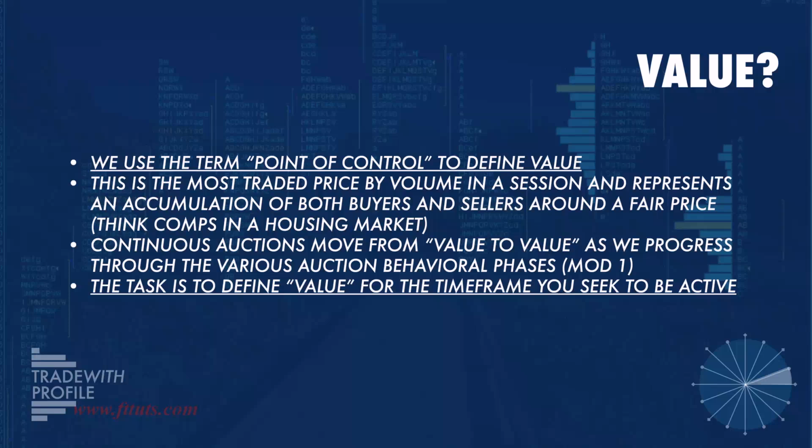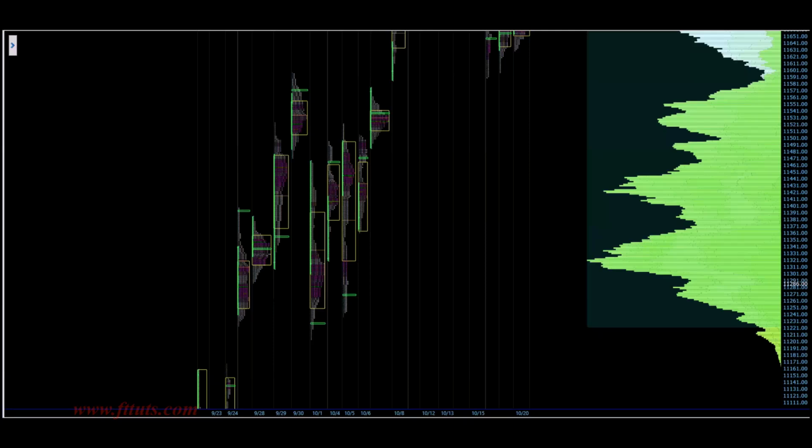So what value references you're going to look at are going to be predicated on where you want to be active. Are you more a flipper, or are you more of somebody who's going to be in it for a decent period of time? The references of value will be different. Now, what does this look like exactly?